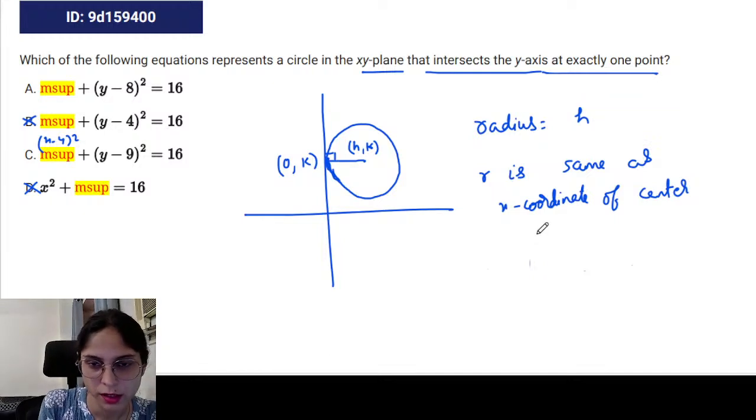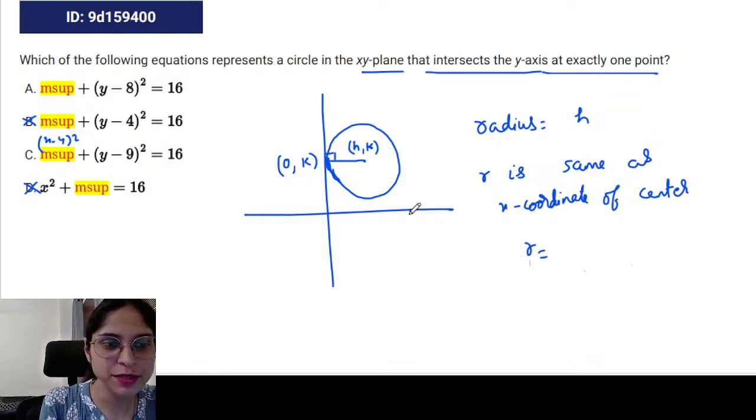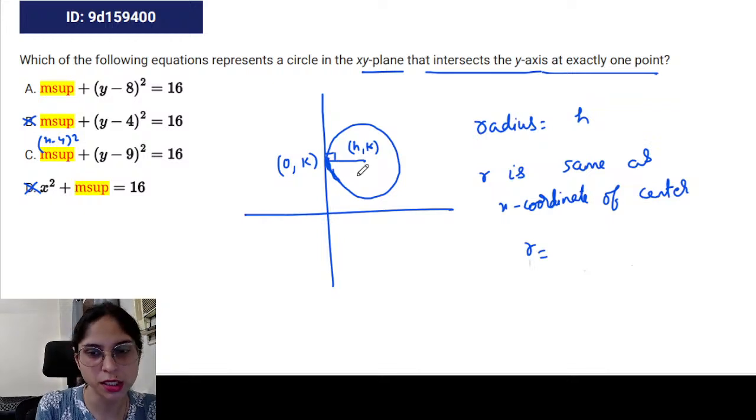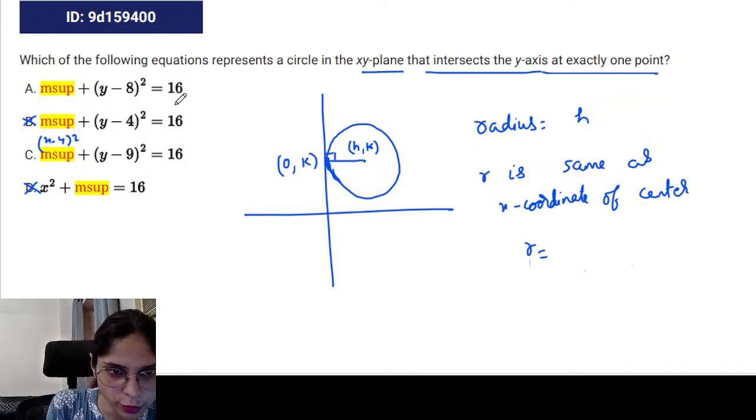And that is why, in all your options, r is given as 4. Now this is an option based question. I could not have done anything other than the options. And don't worry, in the exam MSUP will not be given. MSUP is just a printing mistake. So r is given as 4 because r squared is 16 in all these questions.